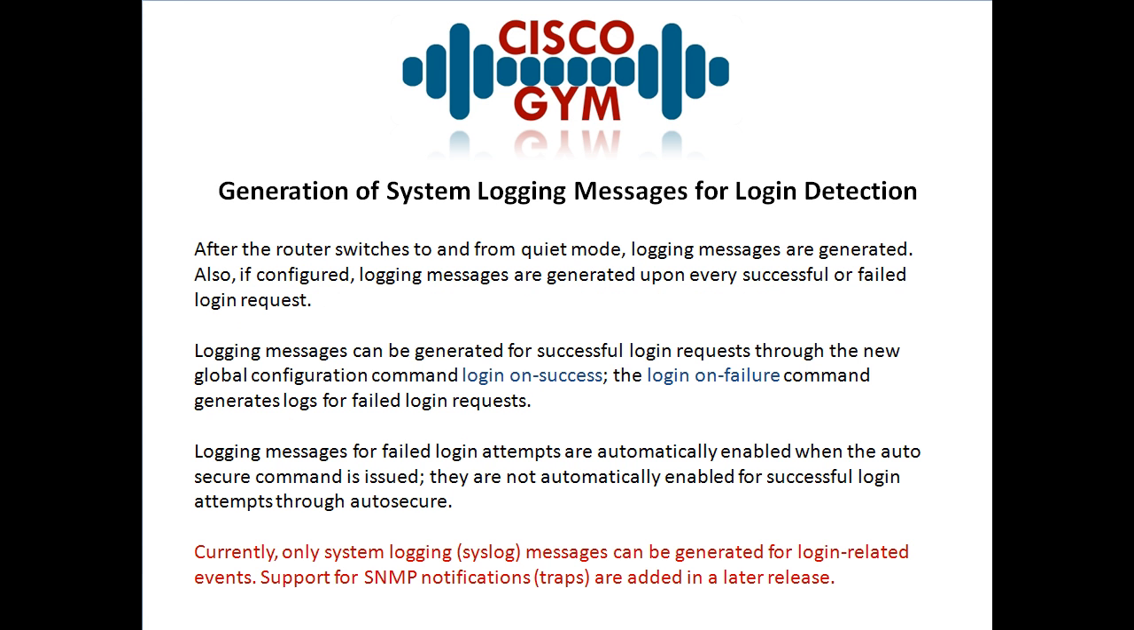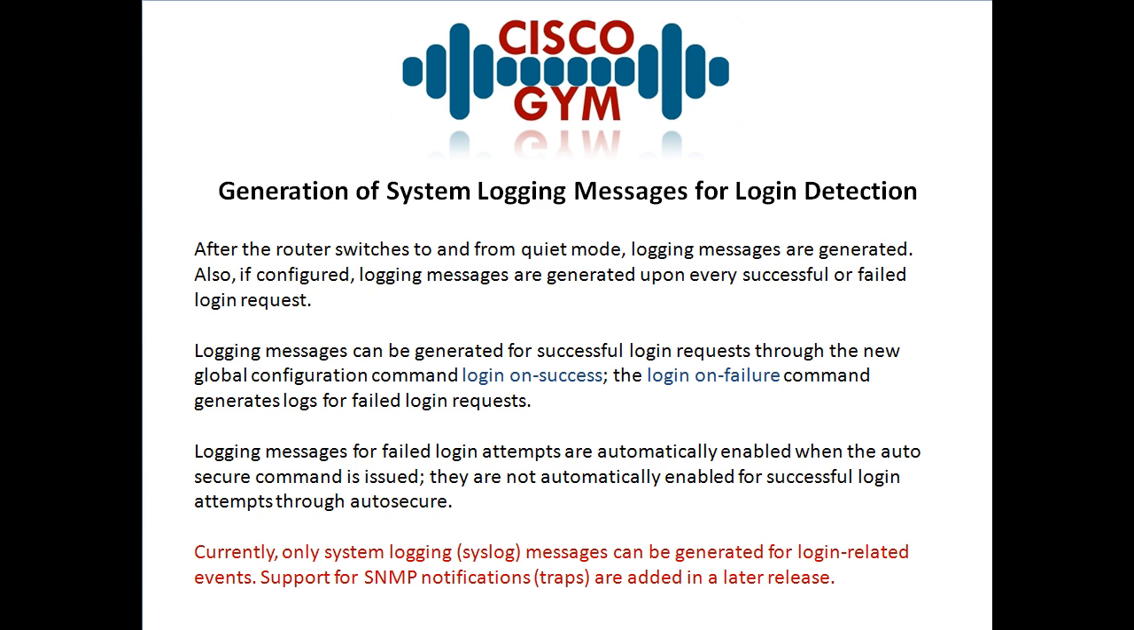Okay, and the last of the three functions of login block is the generation of system login messages for login detection. I'm not going to read this. I'll let you take a look at it on your own time. There'll be a PDF that has the slides. But basically what this is saying is that different events will cause a log message to be generated. So when the router switches in and out of quiet mode, and quiet mode is that mode when the router has determined that it might be under attack and it's circled the wagons and says, I'm not going to process any more login attempts until the specified amount of time has run out. So it automatically does that.